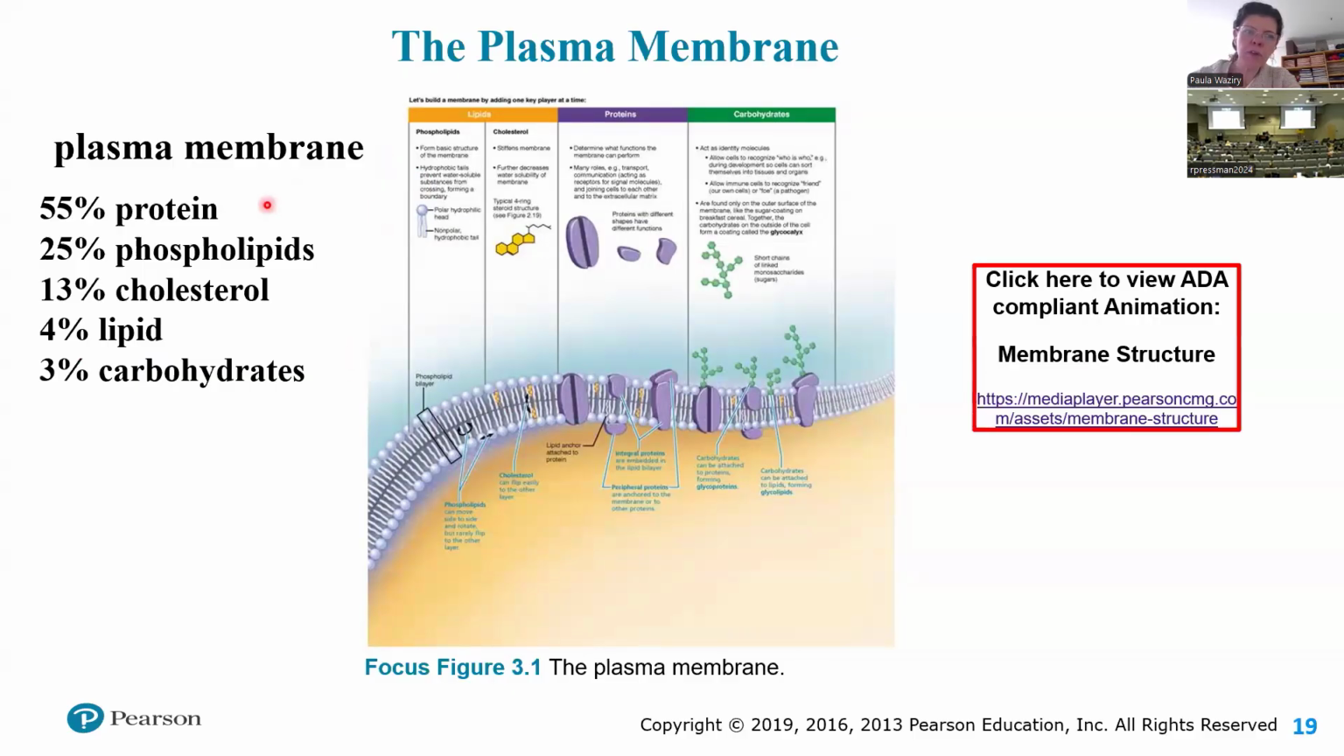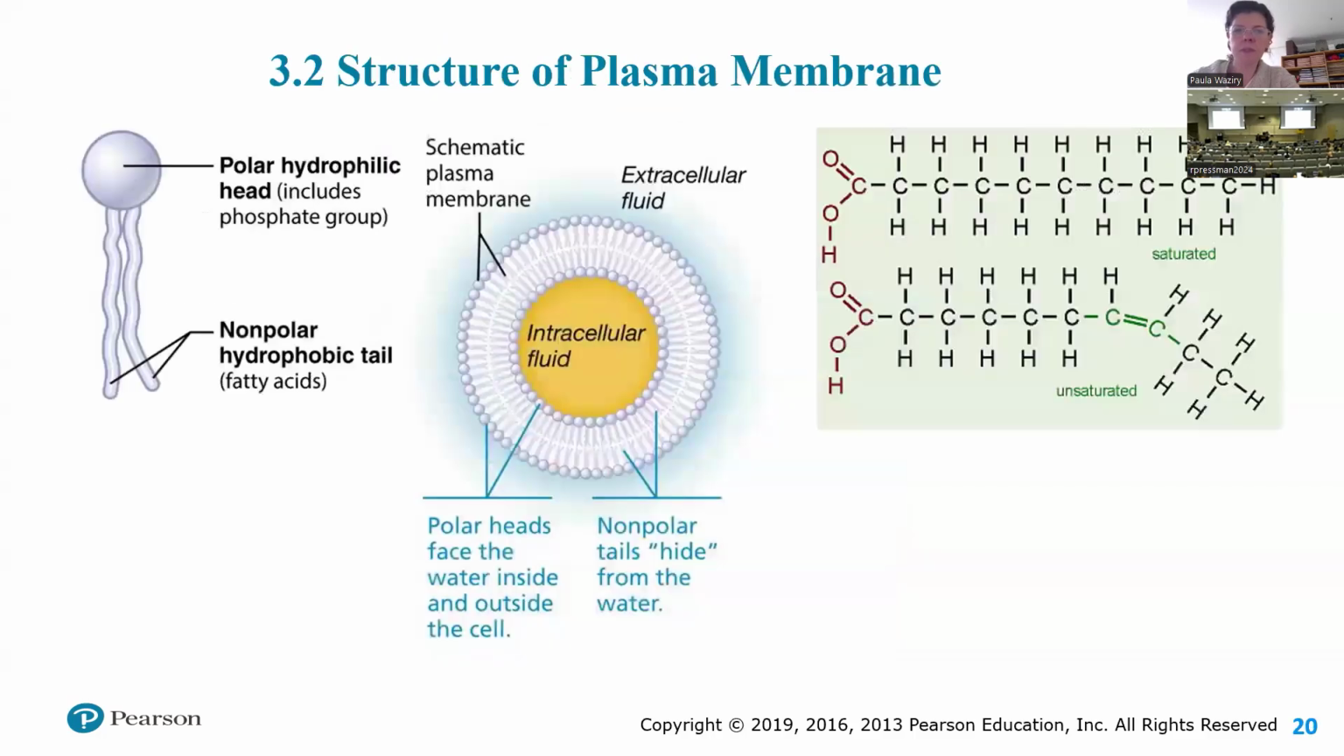Okay, so components of the plasma membrane. What you're going to have, you have a lot of proteins, you have phospholipids, you have cholesterol, and you're also going to have the carbohydrates, but those are really to the outside of the cell. Okay. So in the structure of the plasma membrane, we know we have your phospholipid. The phospholipid has a polar head that includes the phosphate group, and it has this non-polar body. Okay, so that's your hydrophobic tail.